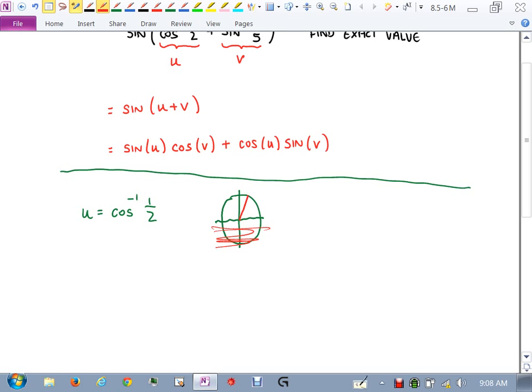Right up here at the angle pi over 3. And remember, inverse trig functions spit out angles, right? So my answer here should be an angle. Agreed? So U should be pi over 3. Are we good with that? All right, what's next?